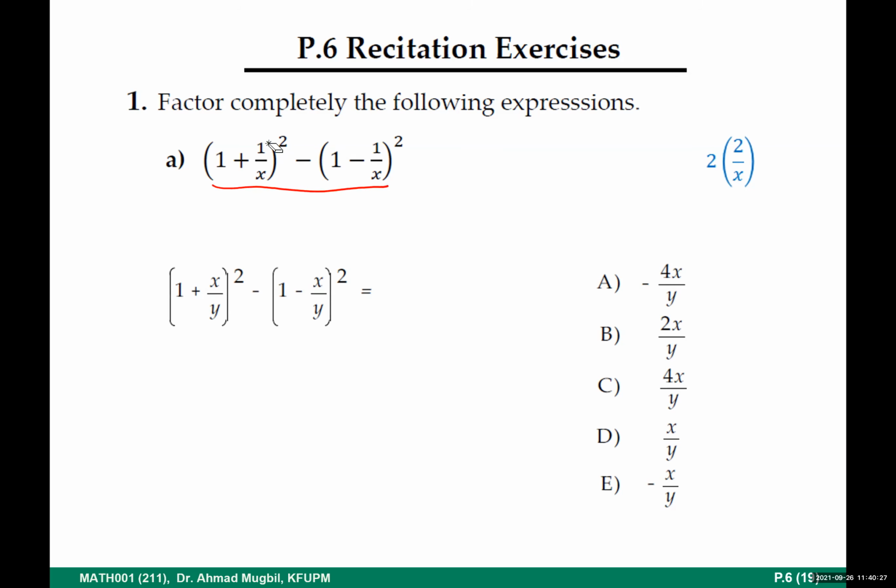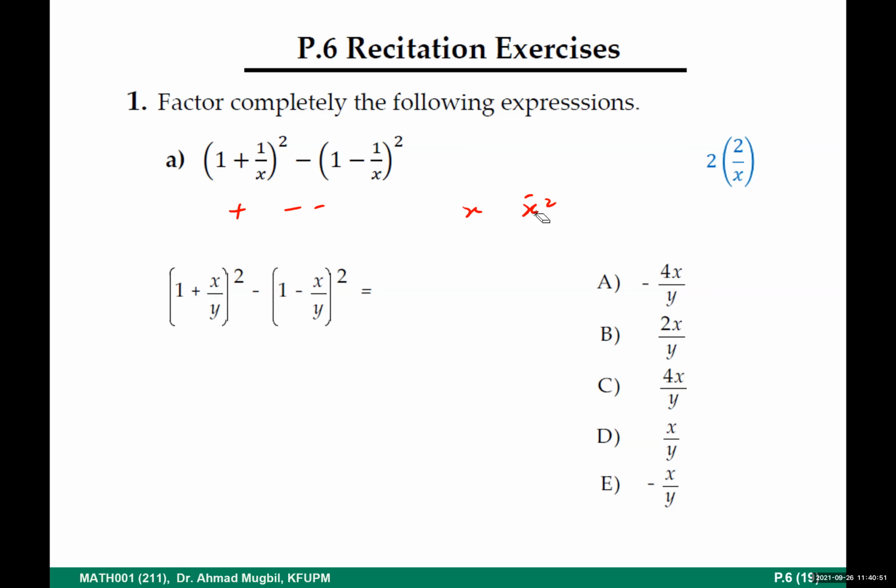Expand the square. So you can write it as what? 1 plus 2 over x plus 1 over x squared minus 1 minus 2 over x plus 1 over x squared. Then simplify, you will get 4x. Simplify, you will get 4 over x. But this is not what we want to do here.